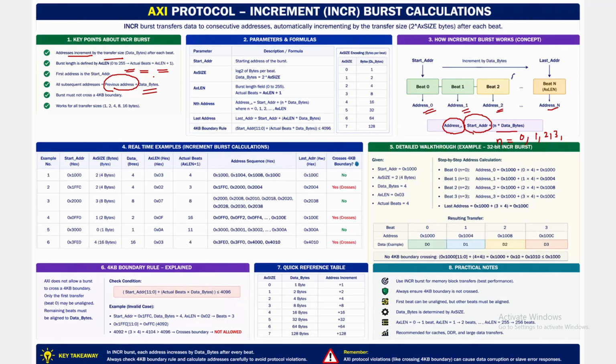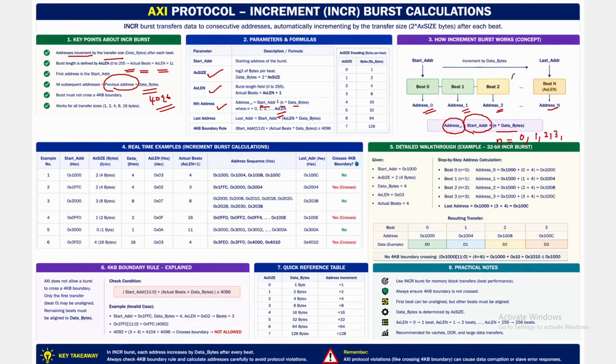And this also must not cross the 4 KB boundary. That means the 4096 value must not be crossed. Within that value only we need to maintain the addresses. If we cross that address, that is an invalid address, not allowed. So for that we will calculate the addresses here. How we calculate the address depends upon AxSIZE, AxLEN, and then the nth address. See, how will we calculate the nth address? Start address plus n into data bytes, and n equals 0, 1, 2, 3 and so on, up to AxLEN we are calculating.